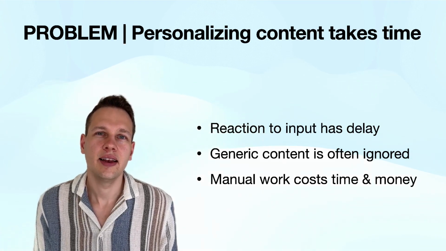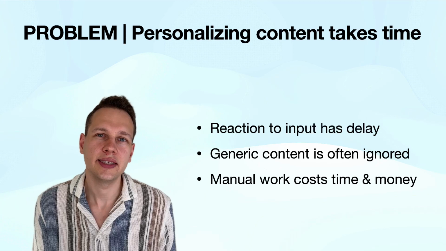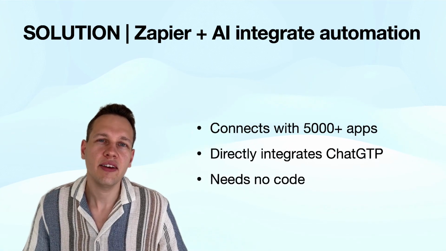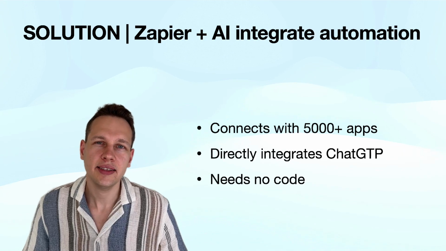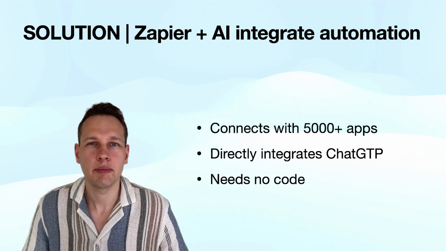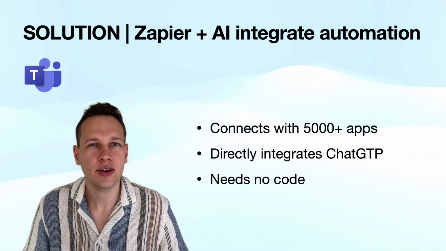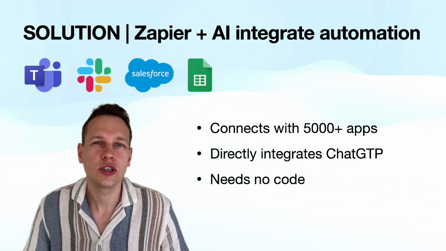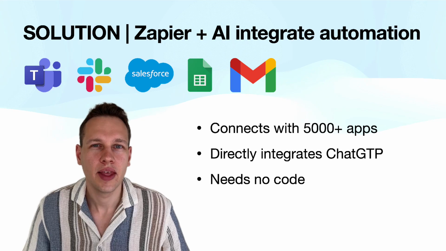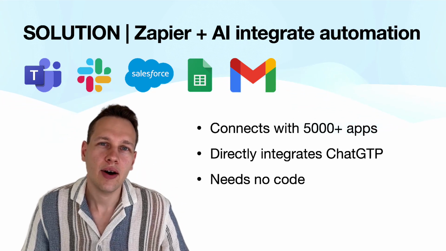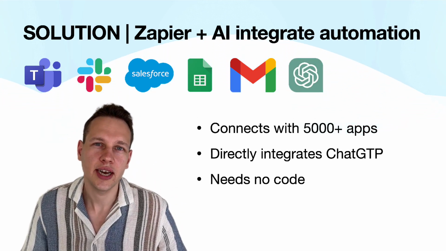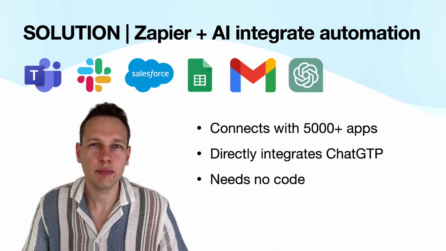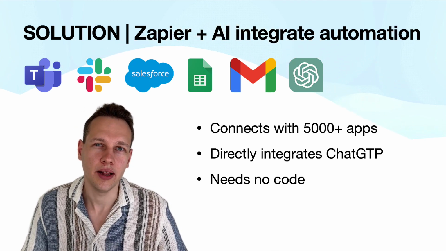So next, let's take a look at what Zapier is actually doing. Zapier now integrates to over 5,000 apps, and that includes very common business applications such as Microsoft Teams, Slack, Salesforce, Google Sheets, and Gmail. And because Zapier now has an additional integration to ChatGPT, that means AI automation is available to all those apps as well.